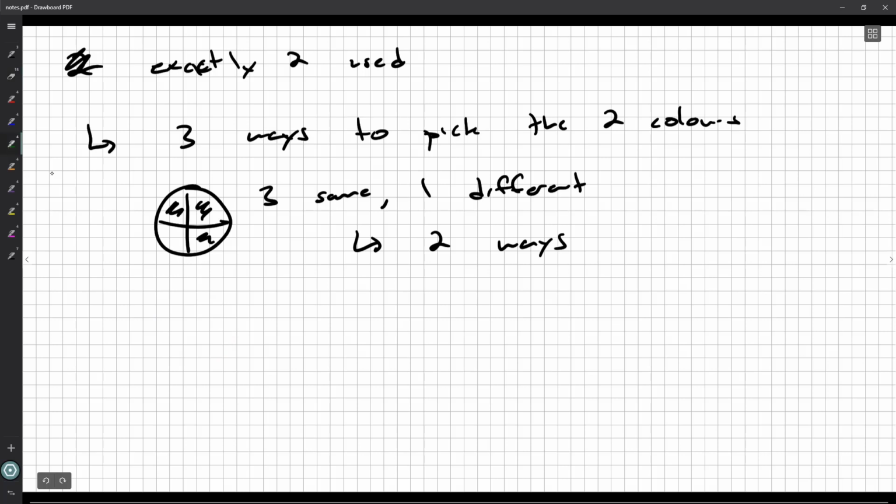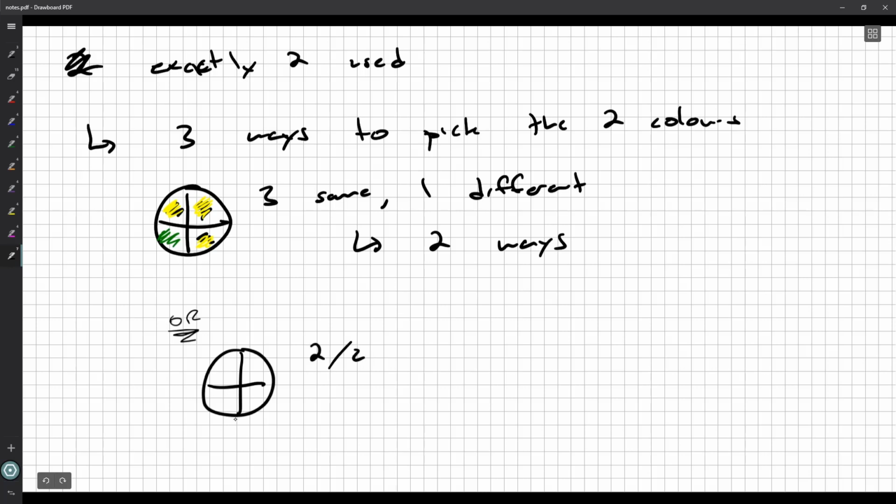Just pick which color. Is it green that is left out and we use a bunch of yellow? Or do we use a bunch of green and yellow is only used once? So that's one case. Okay. Or we could have 2 colors and 2 colors. Now how many ways are there for him to do 2 colors and 2 colors?